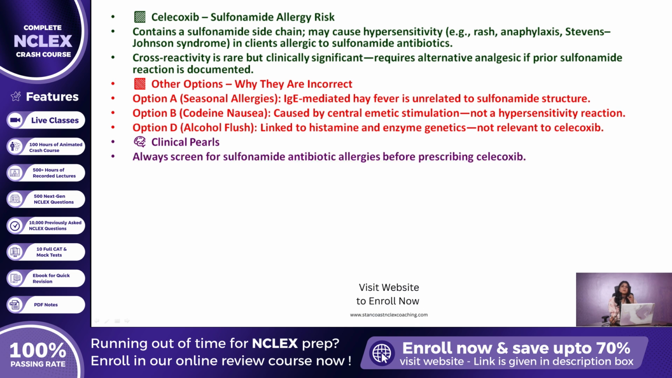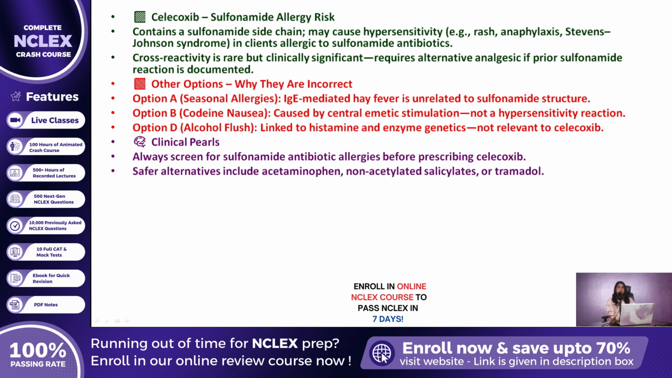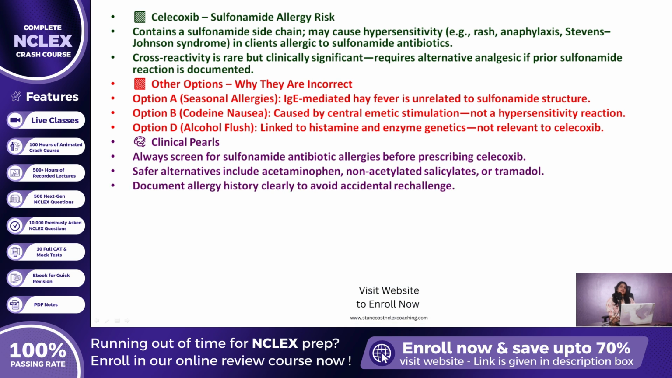By identifying that a sulfonamide antibiotic allergy could translate into a serious reaction to celecoxib, the nurse ensures this prescription is reviewed and an alternative analgesic, such as a non-acetylated salicylate, acetaminophen, or tramadol, is considered instead, all while documenting the rationale to safeguard the client from inadvertent re-challenge.